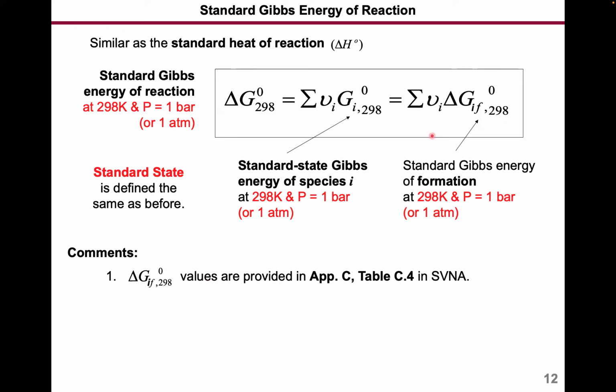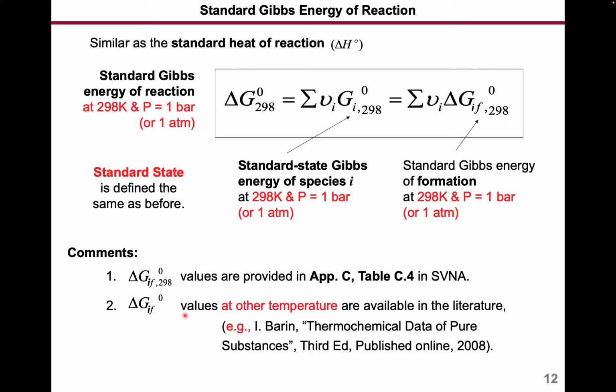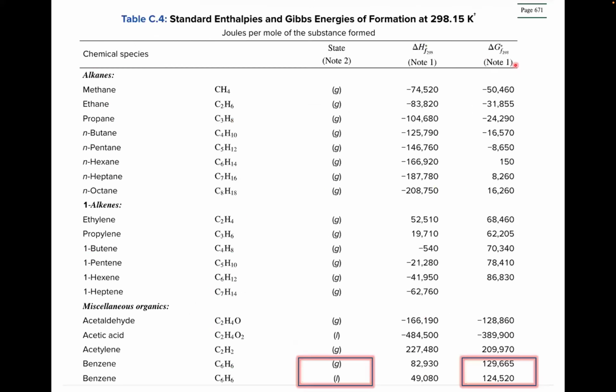So in the previous table, we already saw some of it, right? Now, for delta G_if at different temperatures, here, for the previous table, we are looking at 298 K. But for other temperatures, you can actually find them in the literature. For example, in this particular source, you can look up the delta G_f values for different species, but at a different temperature, okay? Now here, just to quickly recap, this is 298 K, for example, right?